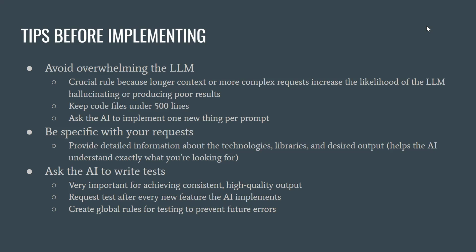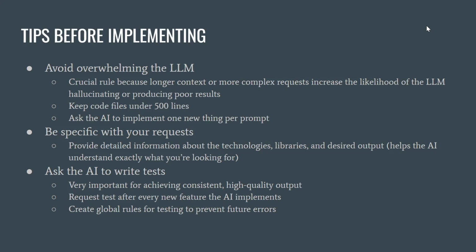slow in general. When it comes to being specific with your request, you should provide detailed information about the technologies, libraries, and desired output. So, like I was saying before, just be very specific with what you're asking it, because it could help the AI understand exactly what you're looking for. And if you're not, then it's obviously not going to be used to its full potential.